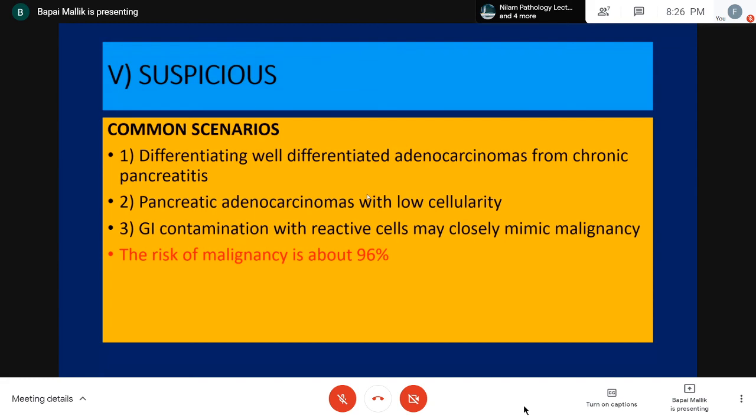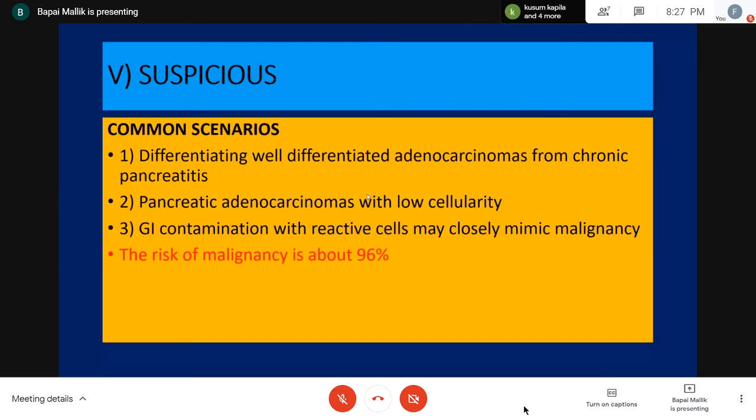Suspicious, we just wait to see what are the common scenarios and then we see suspicious. So suspicious, we are going to say when you differentiate well-differentiated adenocarcinomas from chronic pancreatitis. There are situations, we are going to see a lot of it during the next lecture, where it can be very difficult, almost impossible at times, to differentiate a very well-differentiated adenocarcinoma from chronic pancreatitis. So in those circumstances, you can call it suspicious.